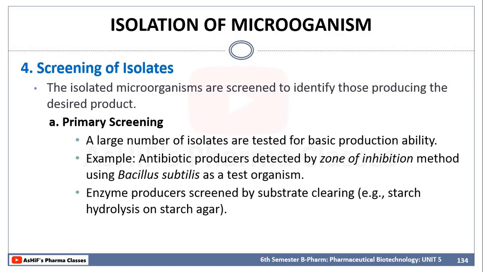Then there is screening of isolates, like primary screening, for a large number of isolates by using antibiotic resistance, like the antibiotic zone of inhibition produced if the microorganism produces an antibiotic. If we are culturing the microorganism in a culture media, and the microorganism has an ability to produce an antibiotic, so what will happen? There will be a zone of inhibition around the area where the antibiotic is produced.